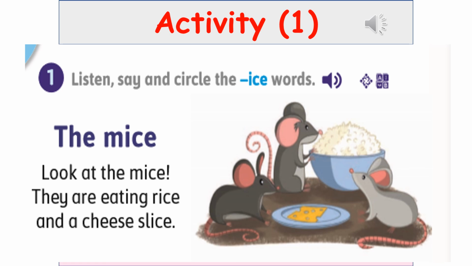Module 9. Phonics. 1. Listen, say, and circle the ice words. The mice. Look at the mice. They are eating rice and a cheese slice.